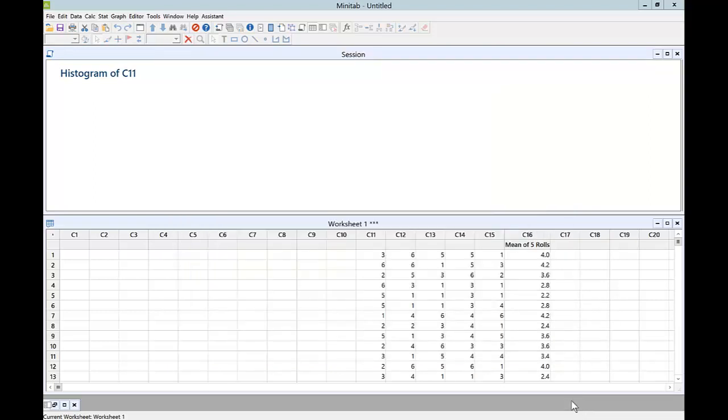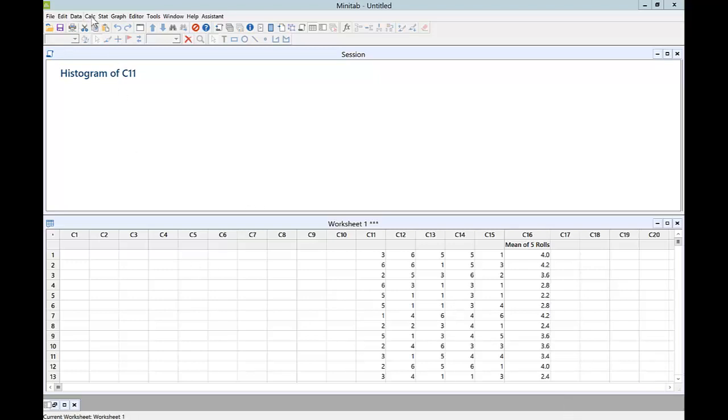If you think about rolling a six-sided die, all we're doing is selecting one of the numbers between 1 and 6. And if you guys were all here, I could just pass out some dice and have everybody roll and write down what the results are. But since you're not here, let's use Minitab to do this.